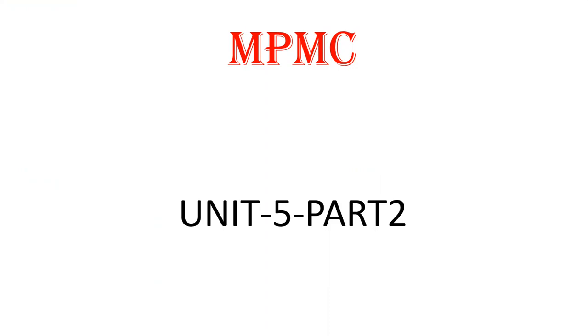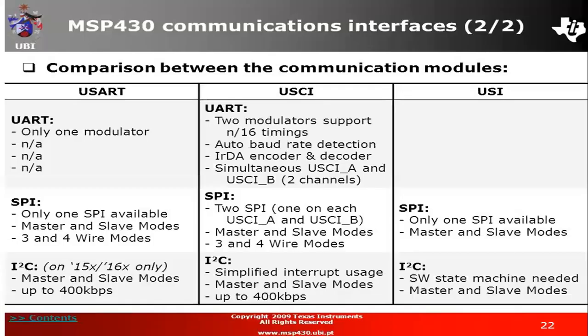Let's first discuss the comparison between three communication modules: USART, USCI, and USI. USART means Universal Synchronous Asynchronous Receiver Transmitter. USCI means Universal Serial Communication Interface. USI means Universal Serial Interface. Comparing these three modules means looking at which communication modules are supported in each.